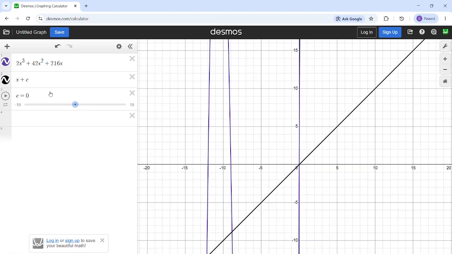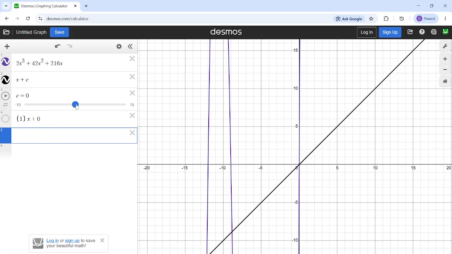Here we have c equals 0. It has the same x-intercept as the equation, so it is one of the factors. All right, x plus 0 is one of the factors. The first one is x plus 0, or x itself. x plus 0 or x don't make much of a difference.